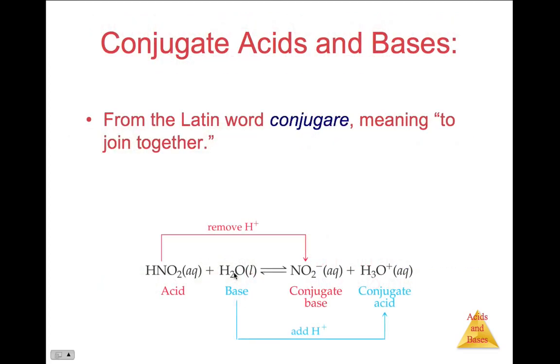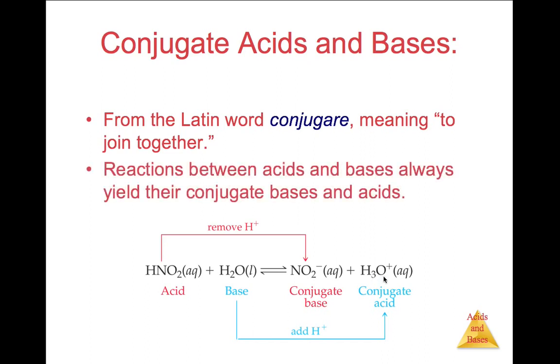The word conjugate comes from the Latin word conjugare, meaning to join together. And you can see right here, HNO2 is an acid. It gives away a hydrogen, and it becomes NO2-, which is called the conjugate base. It's what's left over after the acid has released its proton. H2O is the base, accepting the proton, becomes the conjugate acid, and once again looks like the hydronium ion, H3O+. Reactions between acids and bases always yield a conjugate base and a conjugate acid.